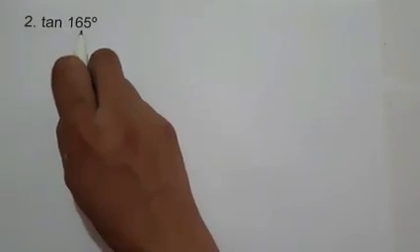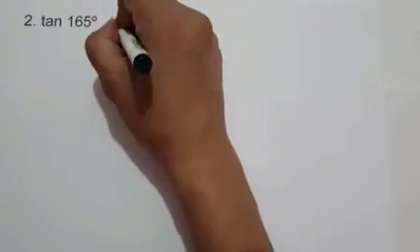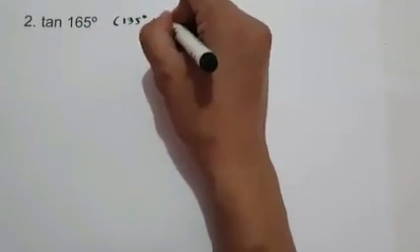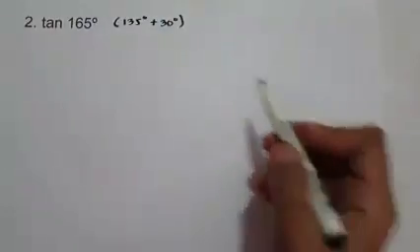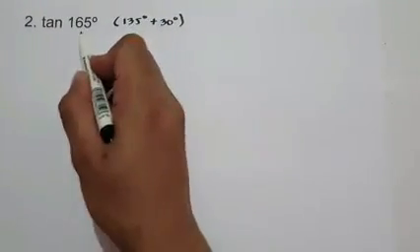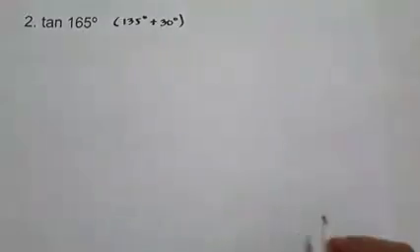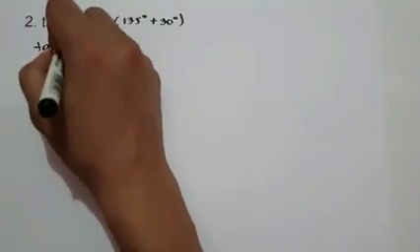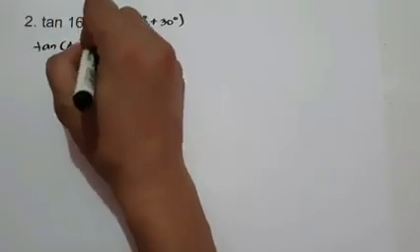In example number 2, we have tangent 165 degrees. What are the two angles in a unit circle that can be added or subtracted in order for us to get 165 degrees? And that is 135 degrees plus 30 degrees. If you add 135 and 30, you get 165 degrees. Therefore, we are going to use tangent A plus B.